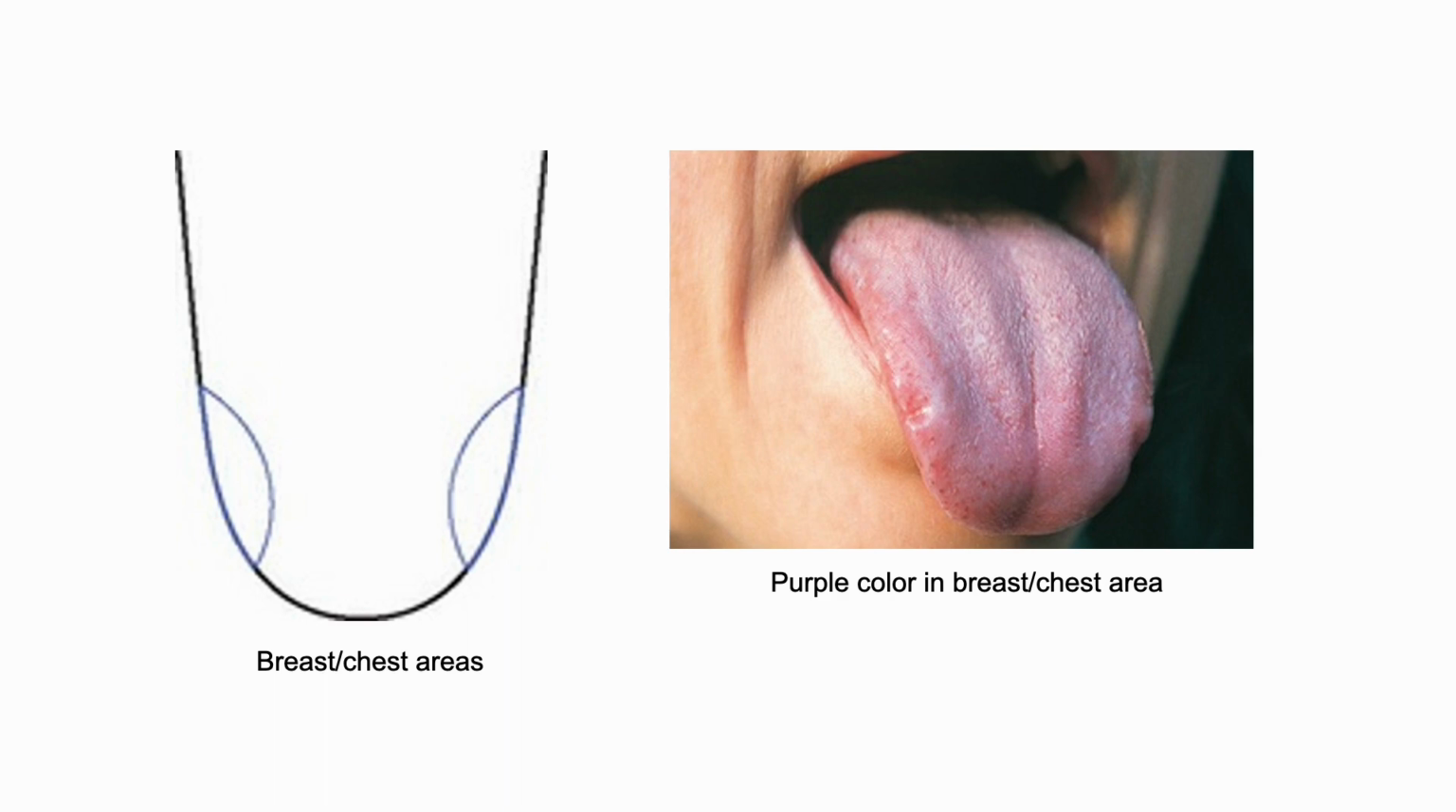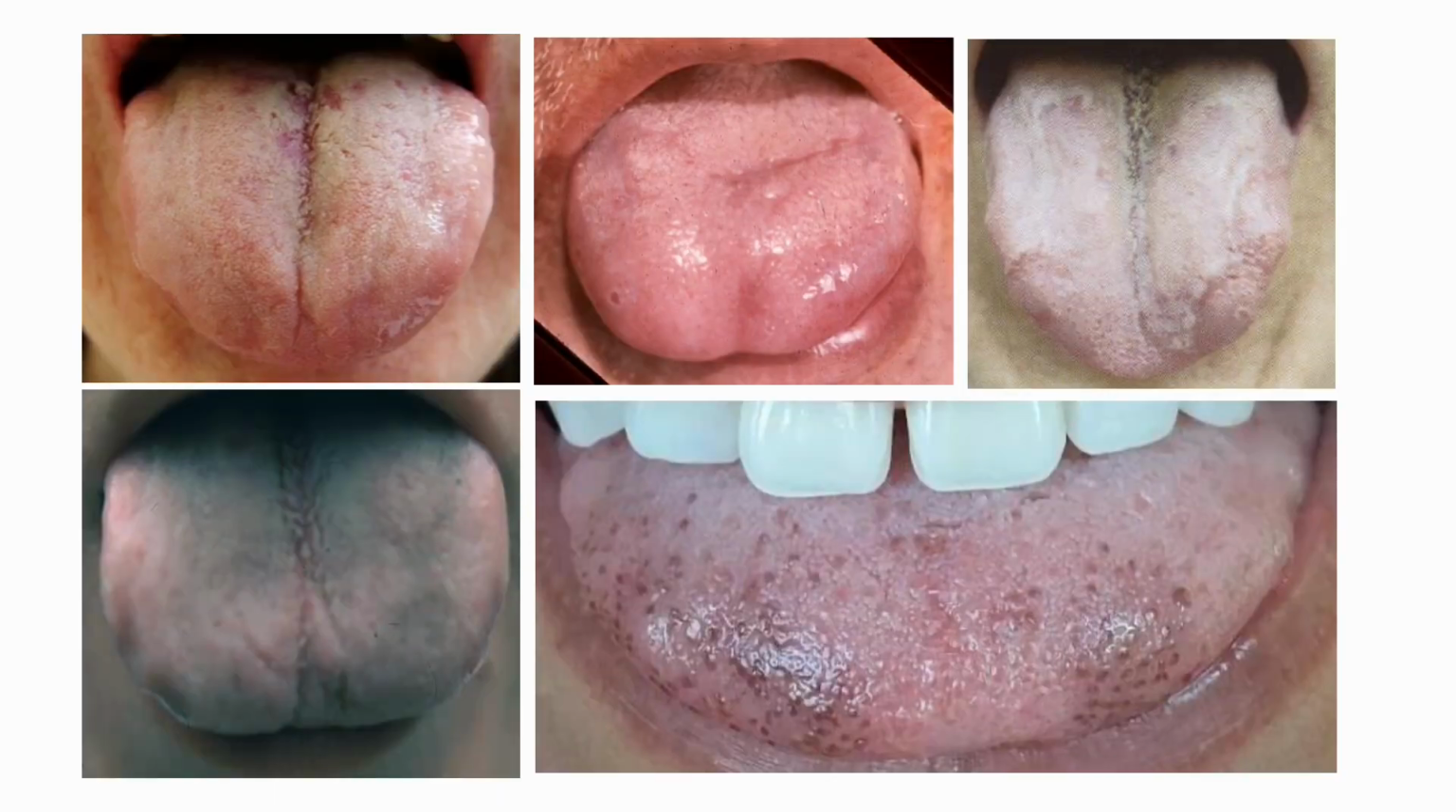A purple color on the sides in the chest area indicates blood stasis in the chest, which may include heart or lungs, or in women only, the breasts. In lung diseases, a purple color in the chest area is seen in chronic obstructive pulmonary disease such as chronic asthma, bronchitis, or emphysema. In heart diseases, a purple color in the chest area is seen in coronary heart disease. In addition, in women, a purple color in the chest or breast area may indicate a breast pathology such as breast lumps, whether benign or malignant.